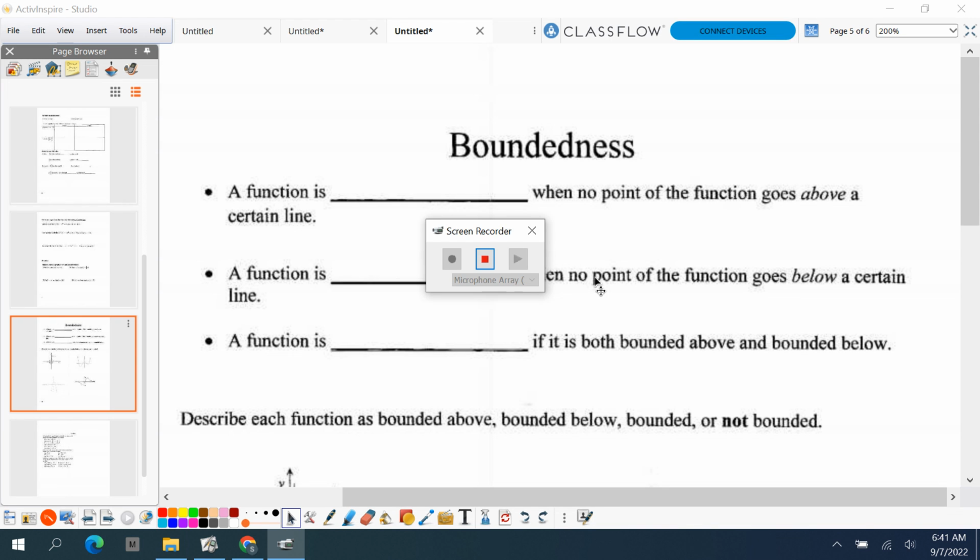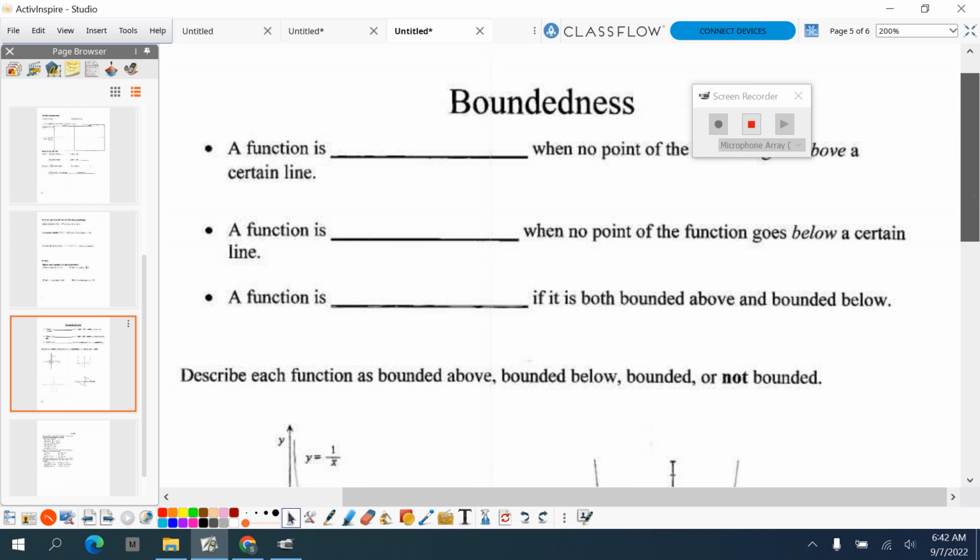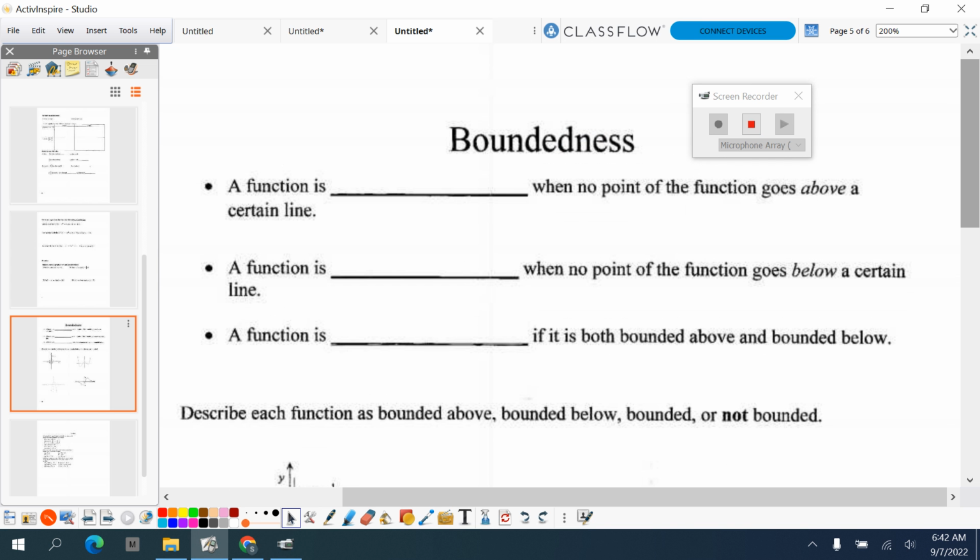Right, guys, so we're on page 10, and right here, fairly quickly, we're in a portion that we want to call boundedness. Boundedness just means being surrounded. So when we're thinking about boundedness, the first bullet point here says a function, and we're going to write here.